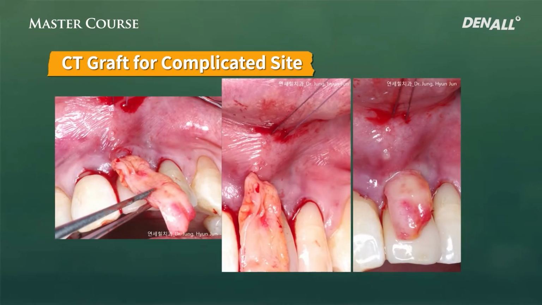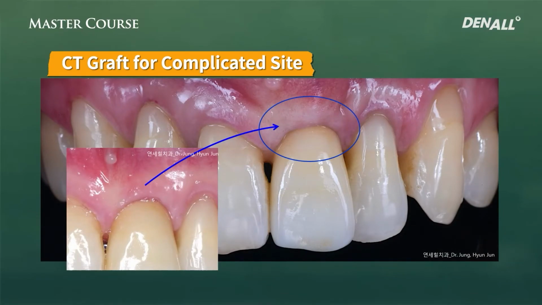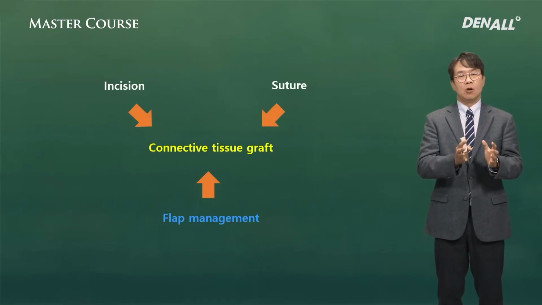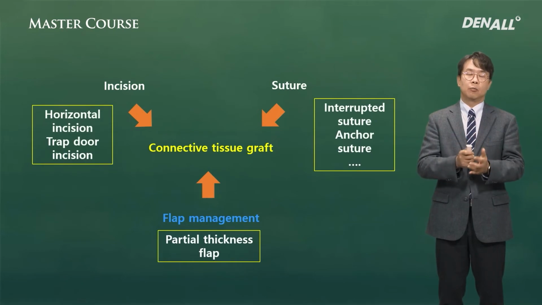So augmentation is very important. So CT is grafted around the implant. So labial tissue is augmented to reduce the recession. This is commonly used today, and this is very helpful in terms of aesthetics. And you need to understand the indications for this procedure. So, summary: connective tissue graft, incision, flap management, and suture.